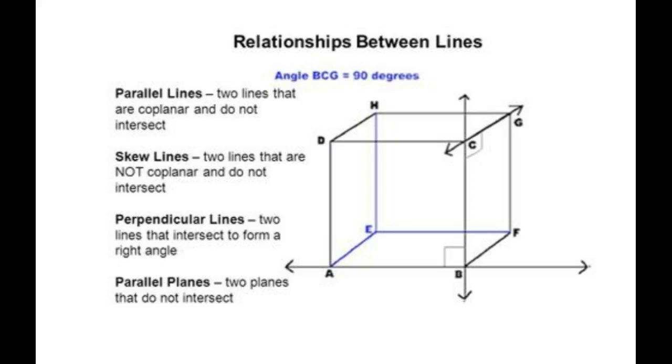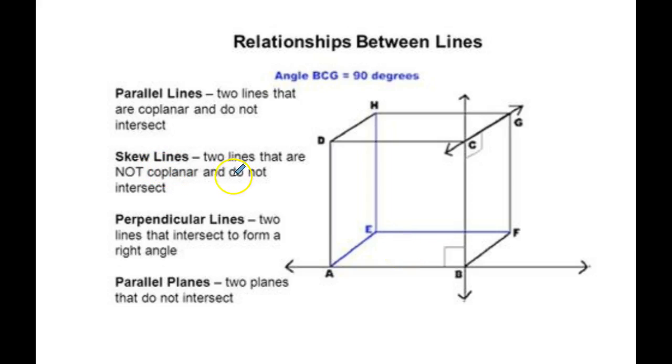Next, we're going to discuss the relationship between different types of lines. If we're given a three-dimensional shape, in this case, whether it's a cube or a rectangular prism, these ideas are going to apply. So we're going to discuss parallel lines, skew lines, perpendicular lines, and parallel planes. First, parallel lines: two lines that are coplanar, meaning they lie on the same plane and do not intersect. We'd have many examples that work in this case, but if we extend line DC, that would be parallel to line AB because they lie on the same plane and they will never intersect.